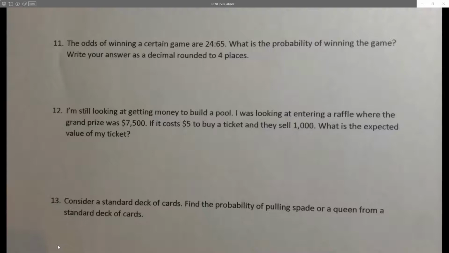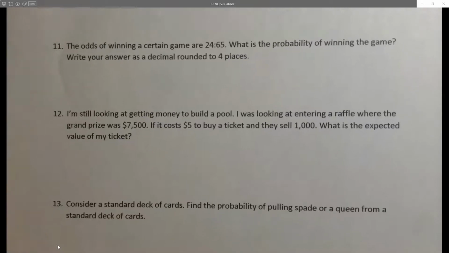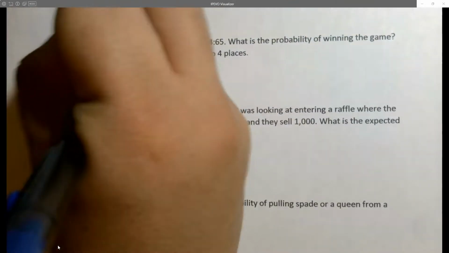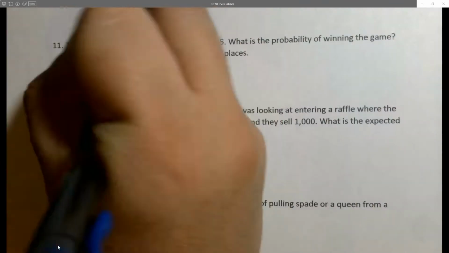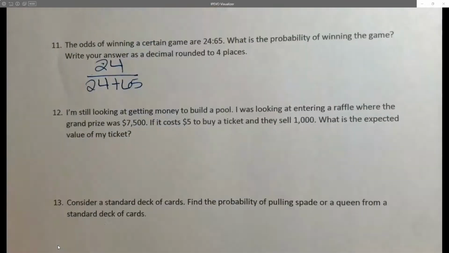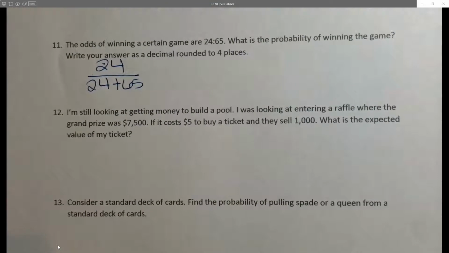Okay. Number 11 gives me my value as an odd, and it wants me to turn it into a probability, and it wants it as a decimal rounded to 4 places. So when I'm turning it back into a probability, I keep my first number on top, that stays, and then the bottom gets the 2 values added together. So I want to go ahead and add the 24 and 65 together.